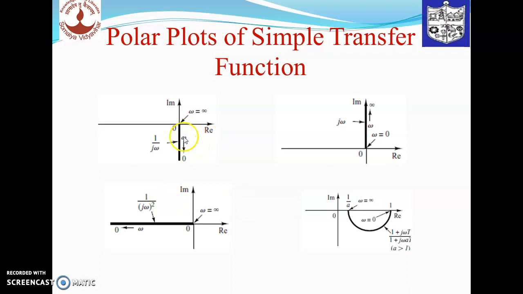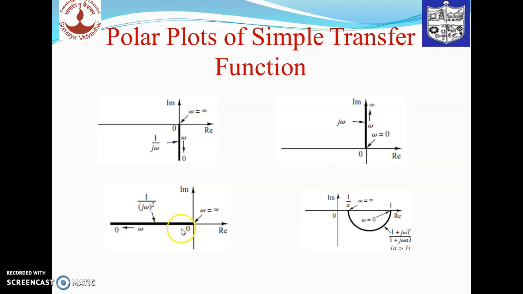When you have a pole at origin, that is 1 by s, when omega equal to 0, magnitude is infinity, and when omega equal to infinity, magnitude is 0 and the angle is always minus 90.